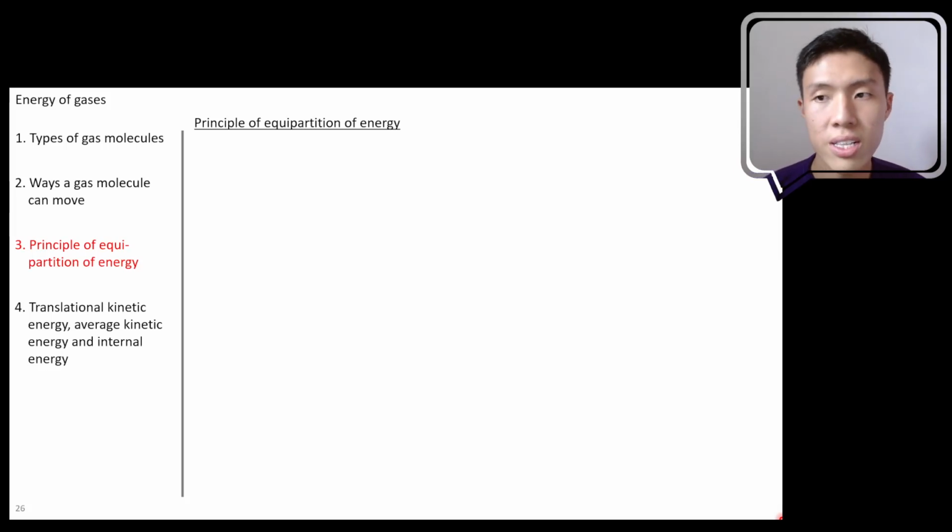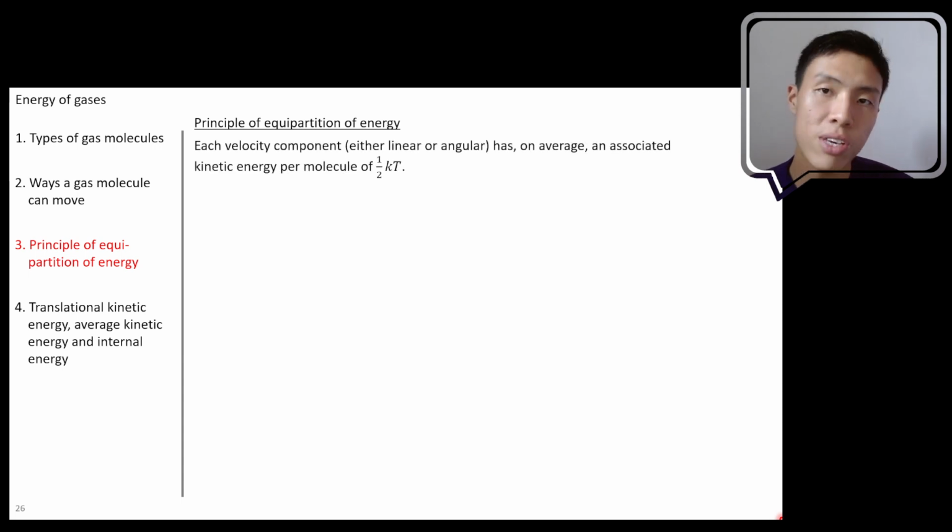We have previously learned the different ways that a gas molecule can move, and now we are going to relate it to energy. To do so, we need to discuss the principle of equipartition of energy. The principle of equipartition of energy says that every velocity component, either its linear velocity or its angular velocity, has on average an associated kinetic energy per molecule of half kT.